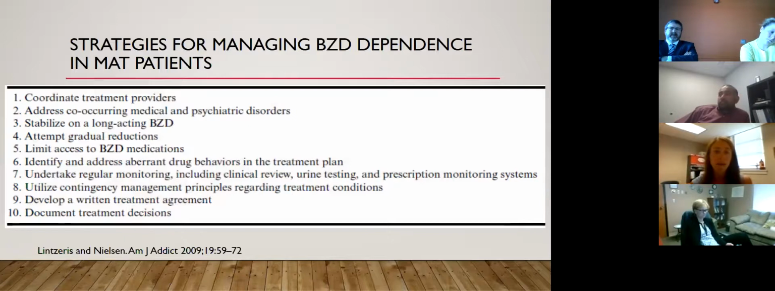So probably things that you would think of if you hadn't read this slide, but I think it helps to just reinforce that several different approaches would be recommended to make sure that the risk is the lowest possible when someone is concomitantly taking a benzodiazepine and receiving medication-assisted therapy, especially or even with buprenorphine.